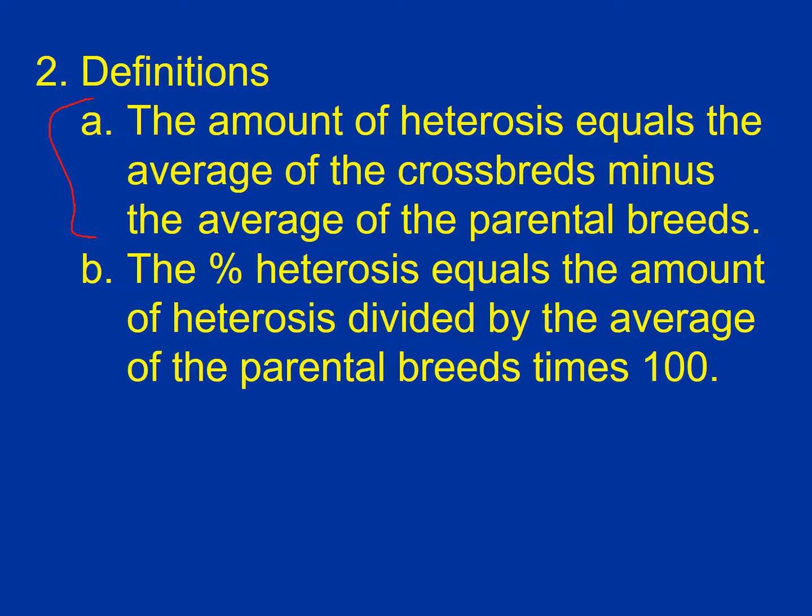So the amount of heterosis is the average of the crossbreds minus the average of the parental breeds. And a lot of times we do have advantages for the crossbreds. We do get heterosis. That heterosis may vary between almost none to maybe an advantage of 25%. So the percent heterosis equals the amount of heterosis divided by the average of the parental breeds times 100. And we'll show some examples here to illustrate.